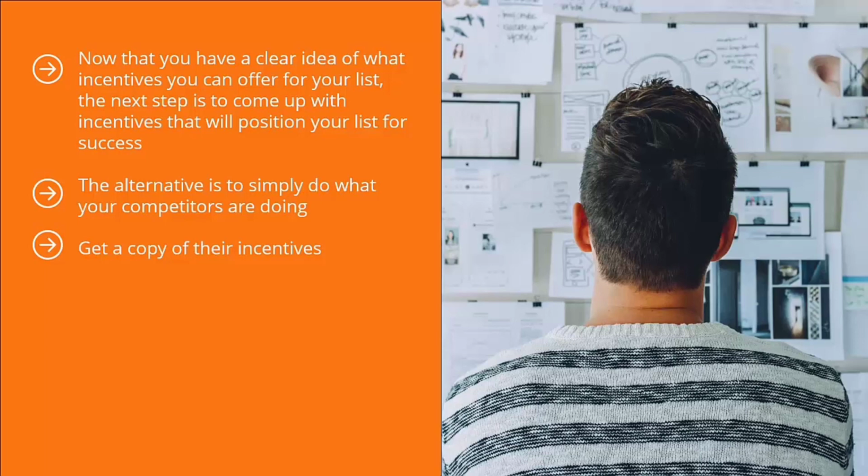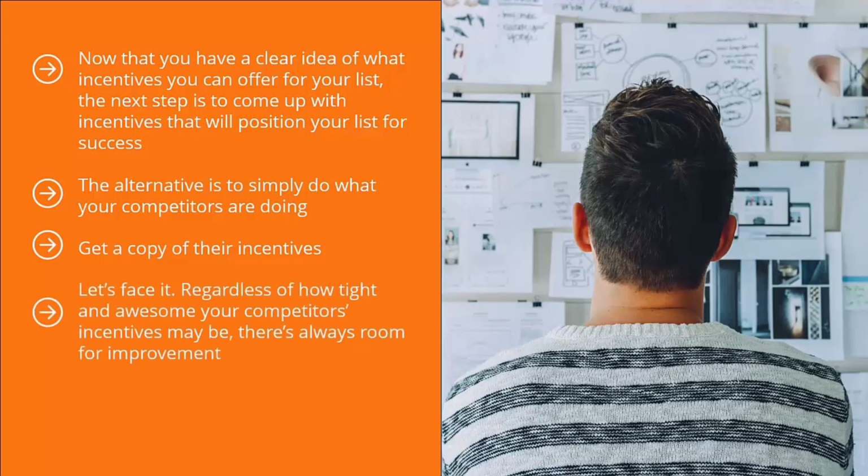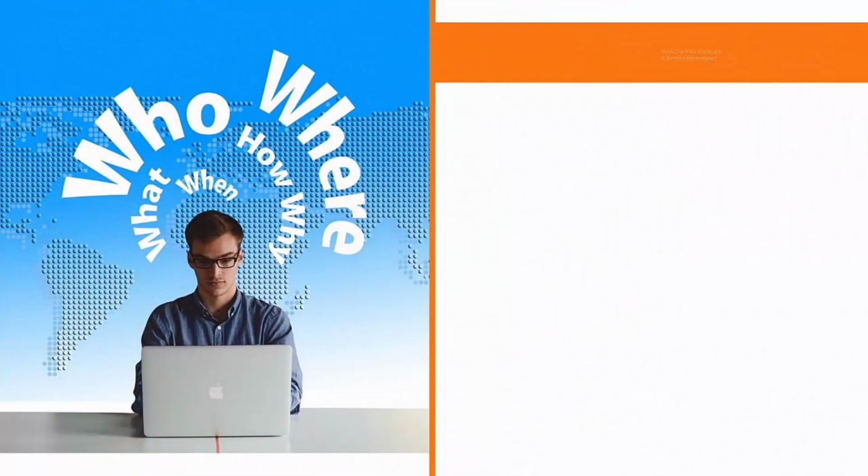Come up with something better by offering the same strong points while at the same time avoiding any of the weak spots. Let's face it, regardless of how tight and awesome your competitors' incentives may be, there's always room for improvement. Figure out these areas and create something better. Remember, there are 2 ways to play this. You can actually come up with something objectively better, or you can produce something that is perceived as something better. Whatever the case may be, it has to be better.